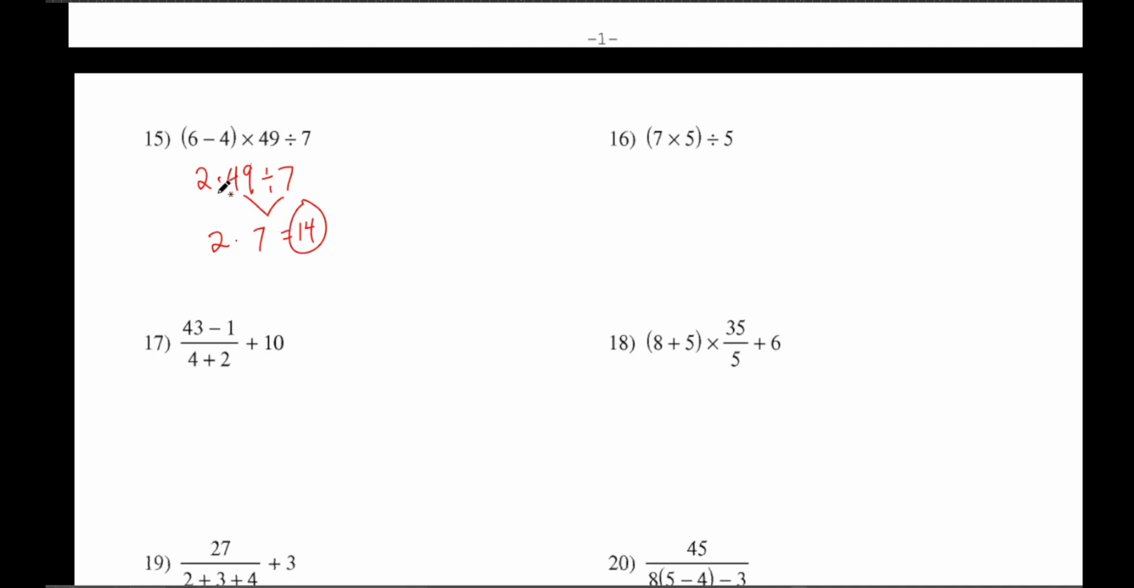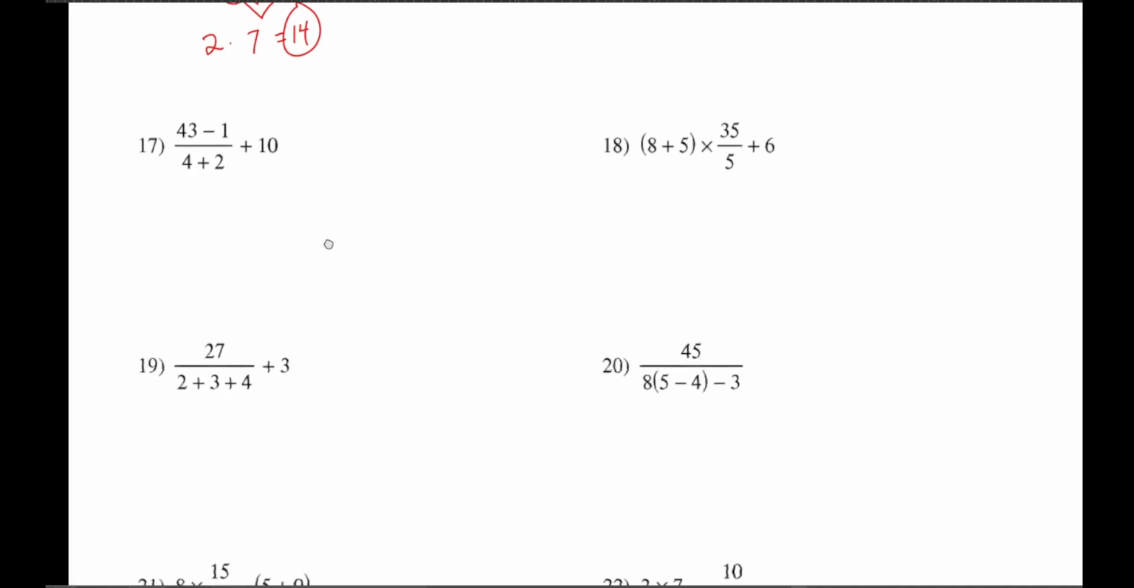Okay. Now I know I said earlier, if you have multiplication and division, you go left to right. It'll still work, right? 2 times 49 is 98. 98 divided by 7 is 14. Or you could do it like this. You could just do those first and then multiply it by 2. Then you're good. Okay? All right? Yeah, it looks hard, but it's not near as hard as it looks. Let's do 17, though. All right?